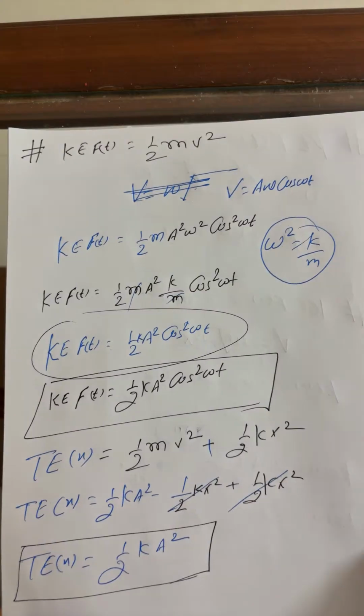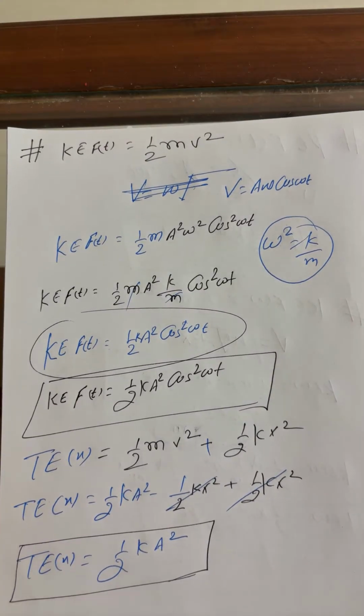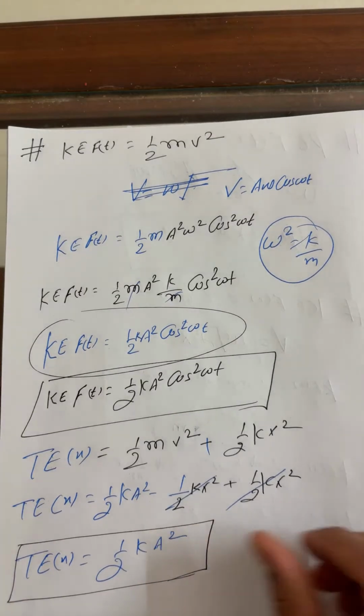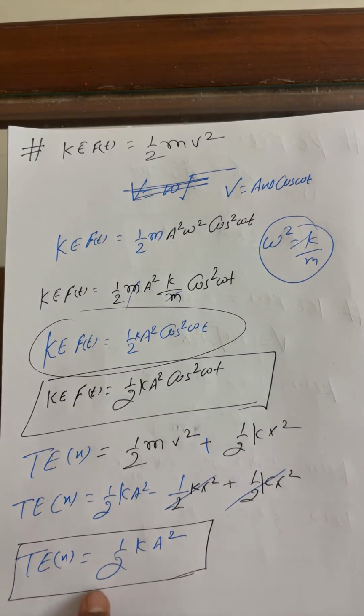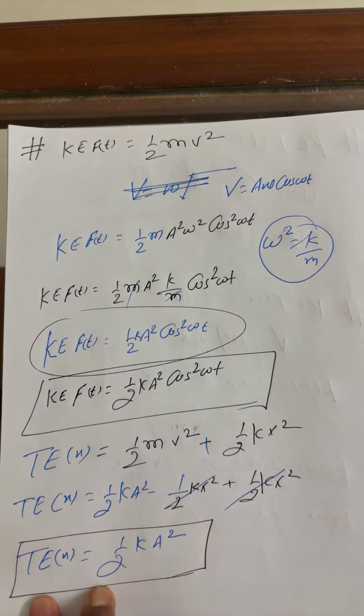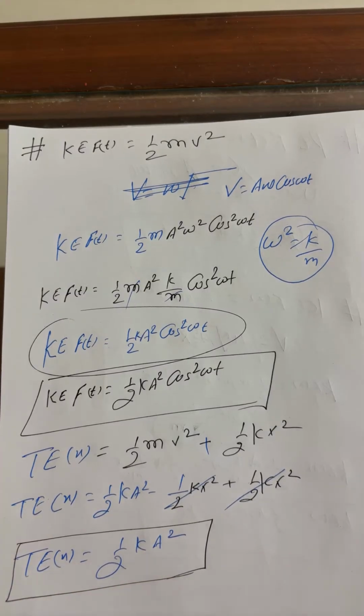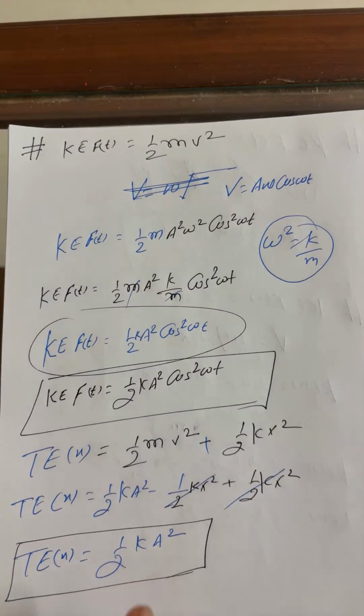So the mechanical energy of a system in SHM always remains constant, right? Kinetic energy does not remain constant in SHM, but the total mechanical energy in SHM always remains constant, which is equal to half of k a squared, where k is the spring constant and a is the amplitude. Okay, now have a look at the next.